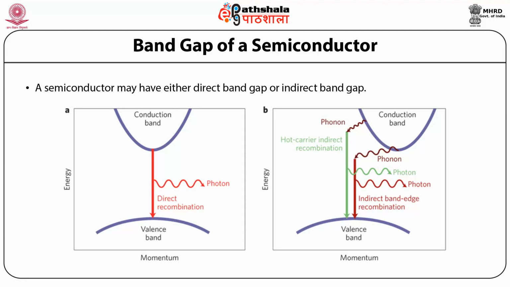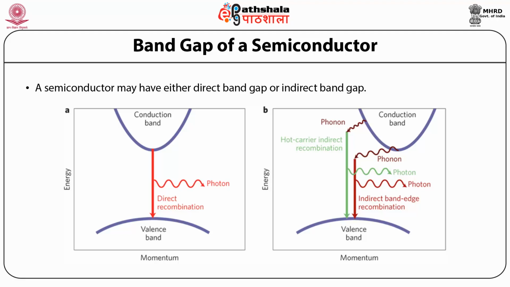So, a semiconductor has a finite amount of energy gap, which we have discussed just now. This band gap in semiconductors is also of two types. The first is the direct band gap and the second is the indirect band gap. In the direct band gap, which is visible in the figure, the top of the valence band and the bottom of the conduction band occur at the same value of momentum.